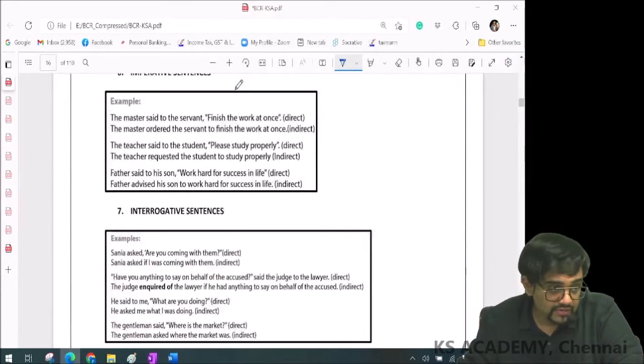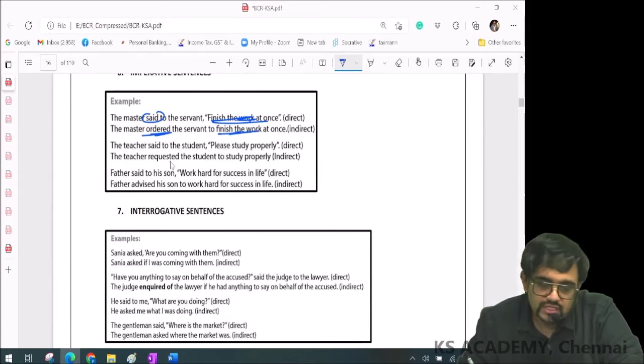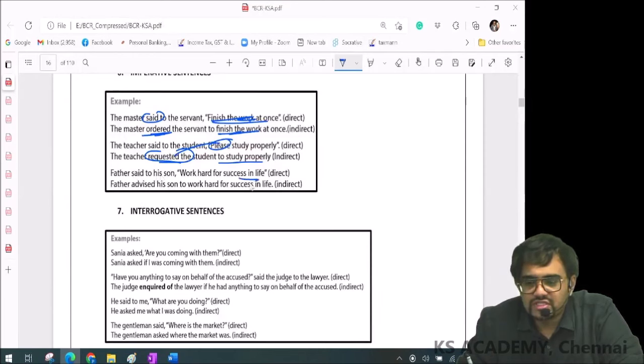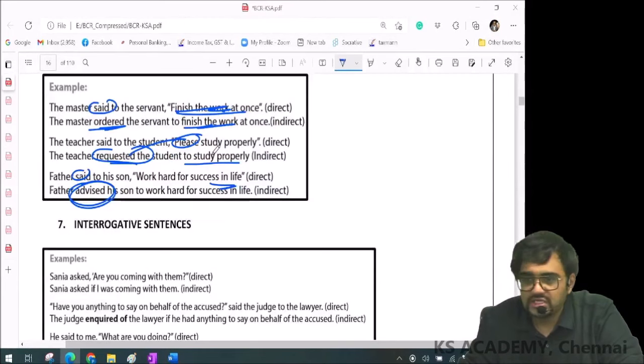Then if it's any imperative sentence like finish the work at once. When I say the master said to the servant, finish the work at once, what should I write? Ordered the servant to finish the work at once. The teacher said to the student, requesting, please study properly. The teacher requested the student to study properly. So said to the student, please study will become requested. The father said to the son, work hard for success in life. The father advised, here a subject should be given, advised his son to work hard for success in life.